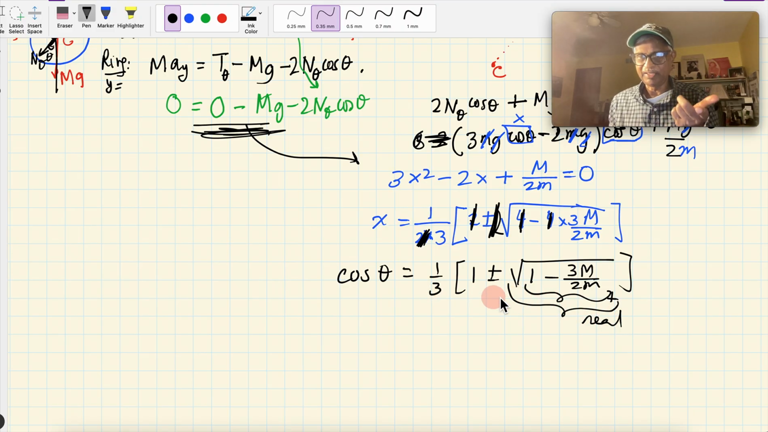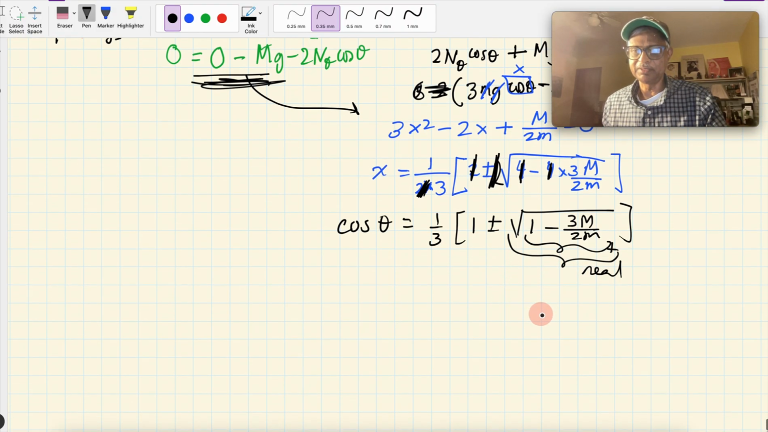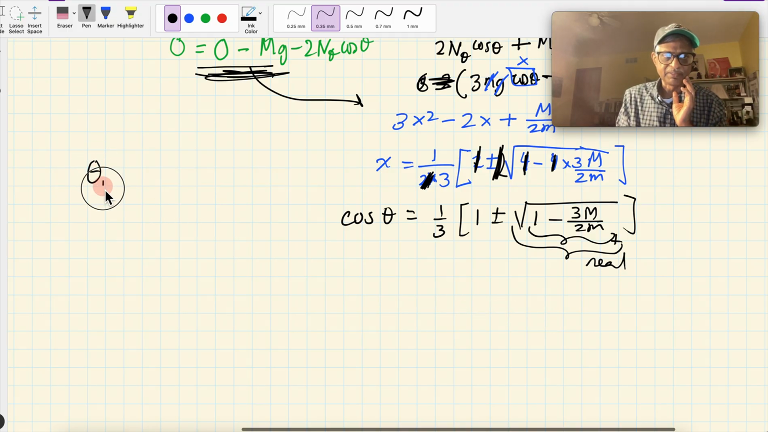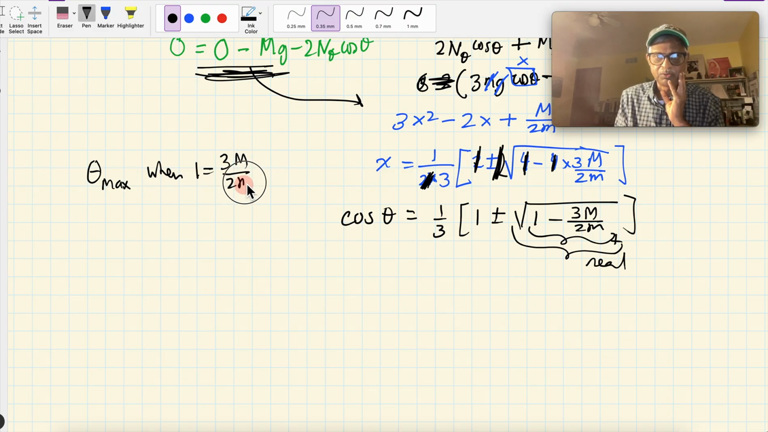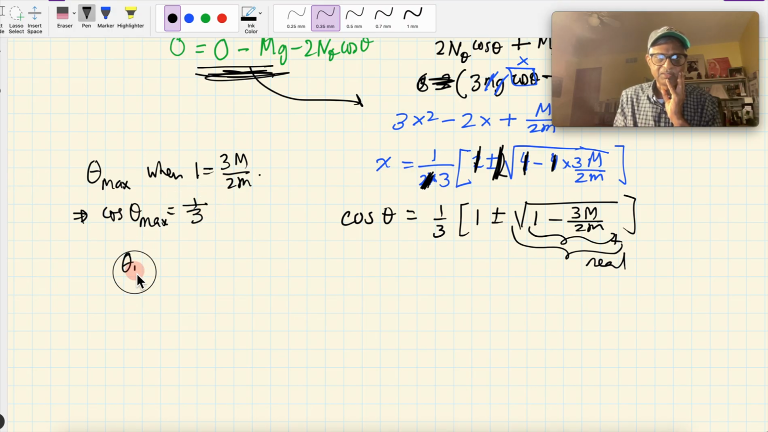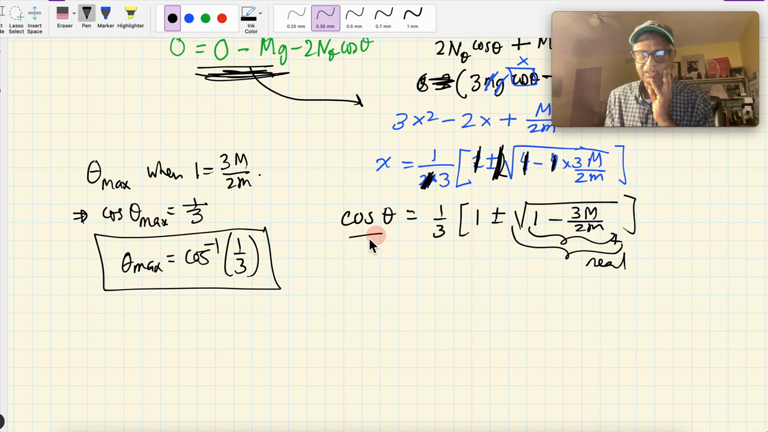So you get 2 angles here, but let's see what theta max will be. Theta max will be when 1 equals 3m over 2m. When this is the case, that's 0. That means cosine theta max equals 1 over 3. So theta max is going to be arc cosine of 1 over 3. And this is for any value of this as long as this condition is met.